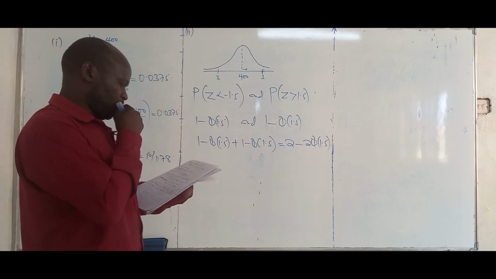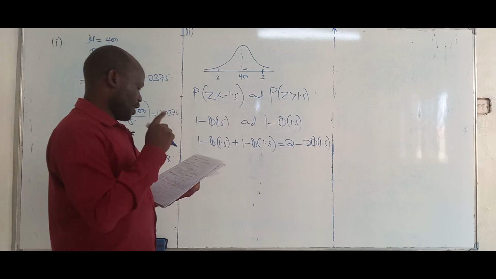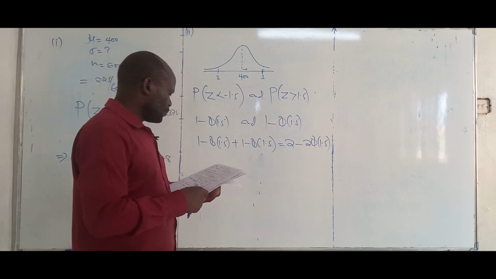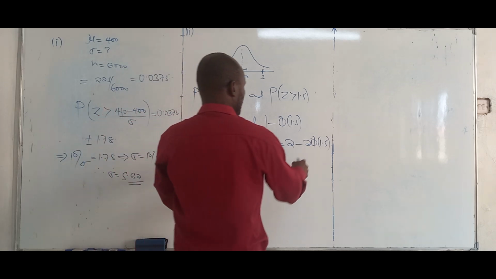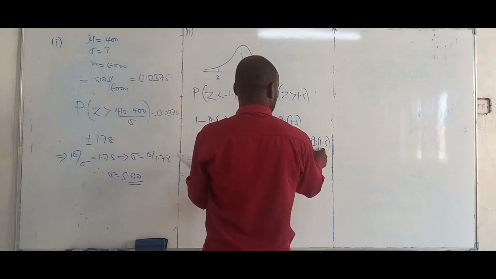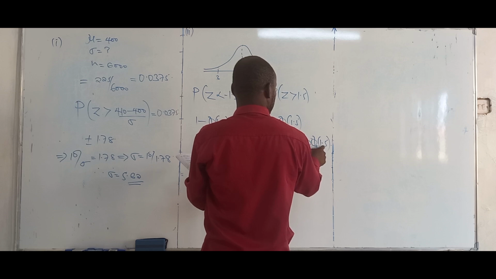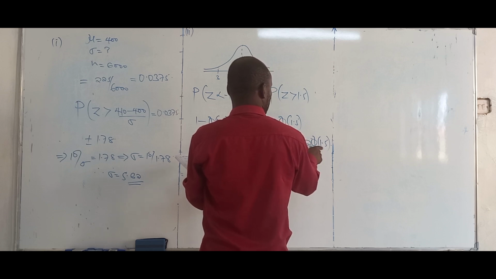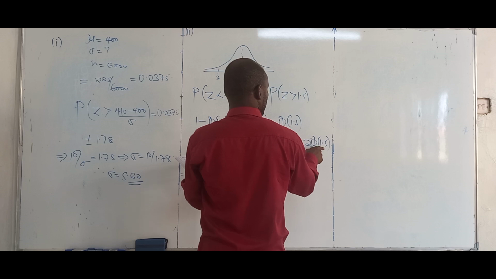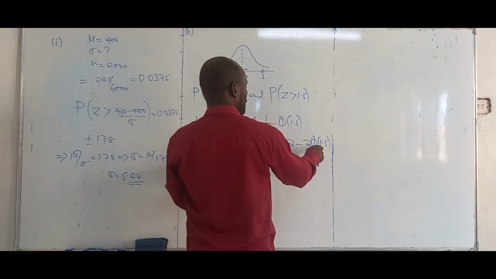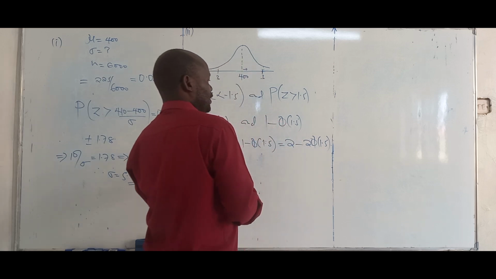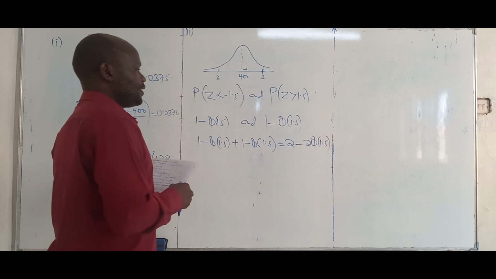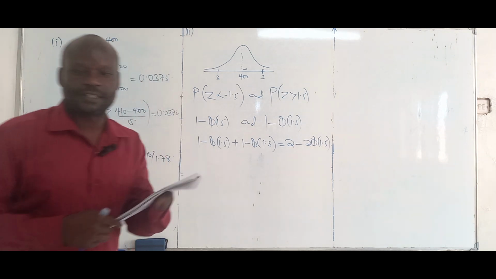Now having that, we are then supposed to read the value of this probability. So this is the value of Z. So we check under the Z column, we go up to 1.5, then read the corresponding probability. That probability is this.